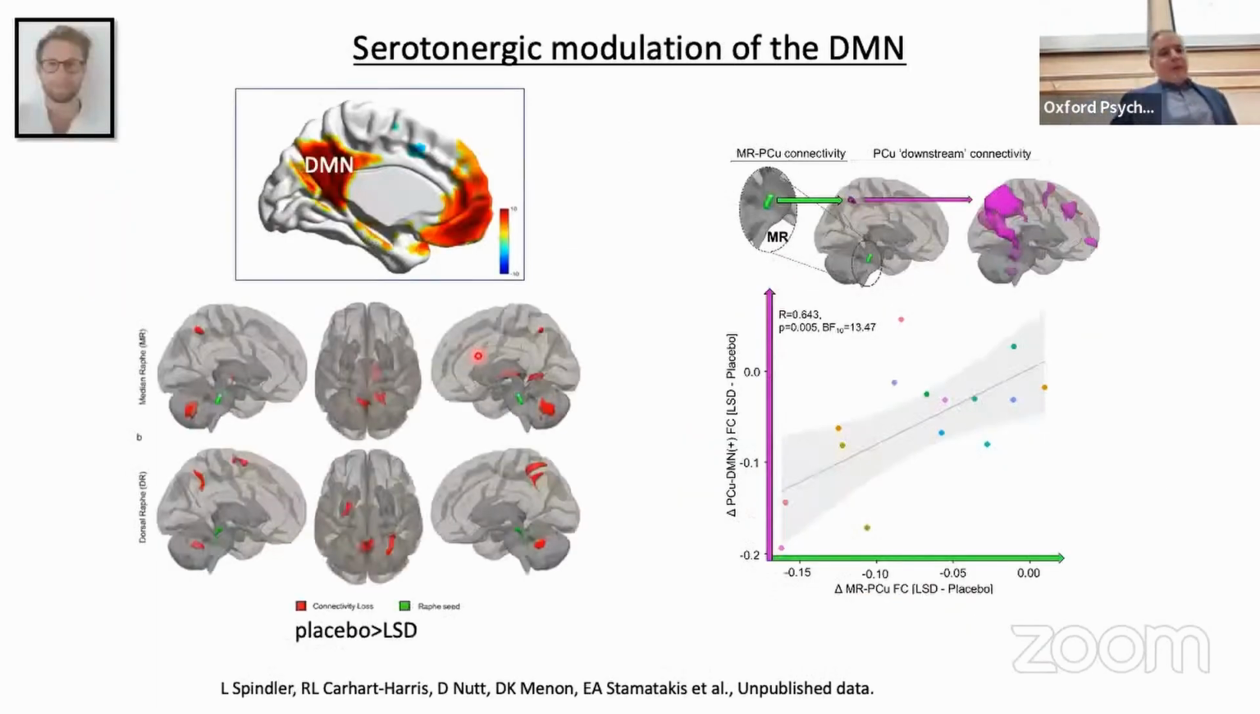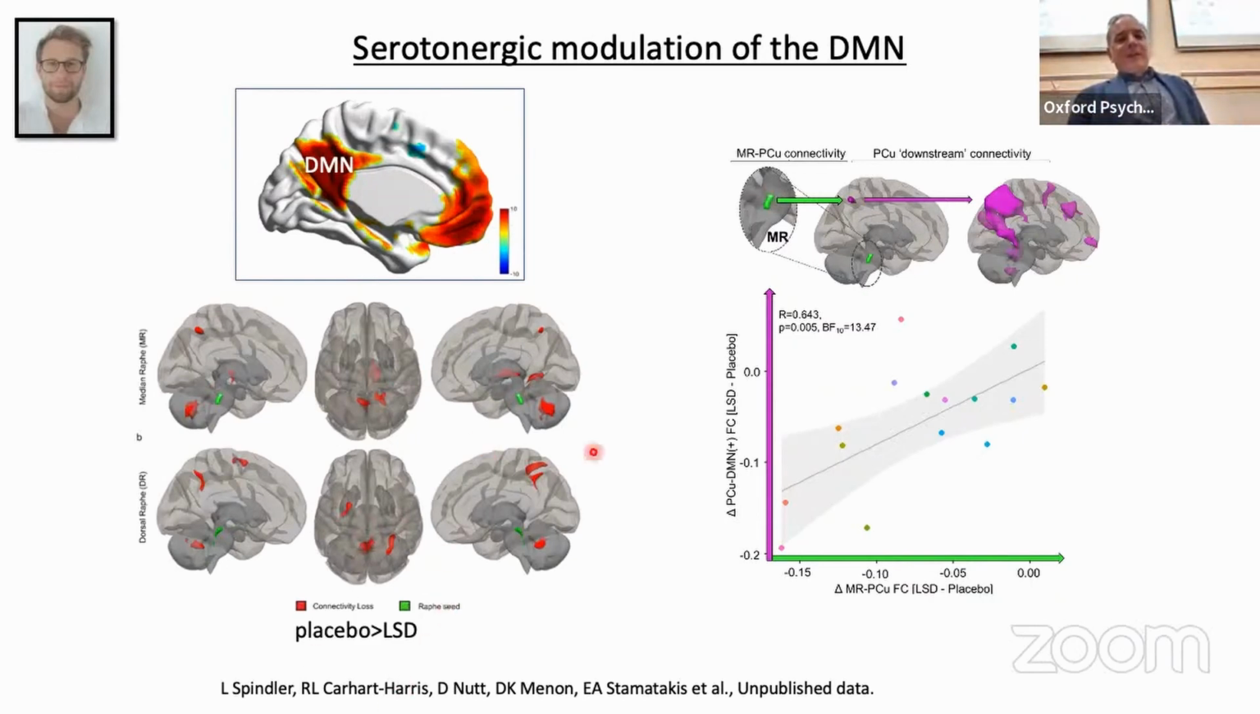And Lenny, who's also here in the audience, did this work and looked at two strongly serotonergic nuclei in the brainstem called the raphe nuclei, the medial and the dorsal raphe. And what he found was that when you look at the resting state connectivity of these raphe nuclei, which are major sources of serotonin in the brain, you can see that they relate to that same posterior area of the DMN, the default network that we discussed earlier.